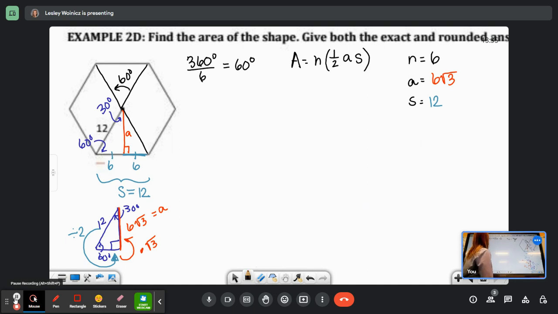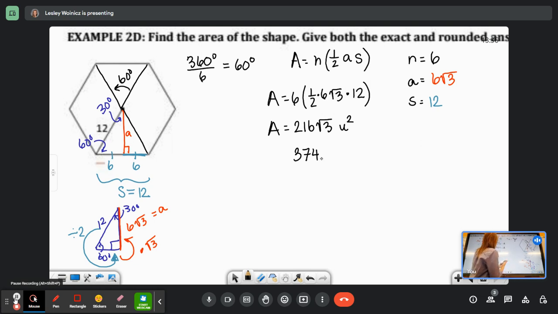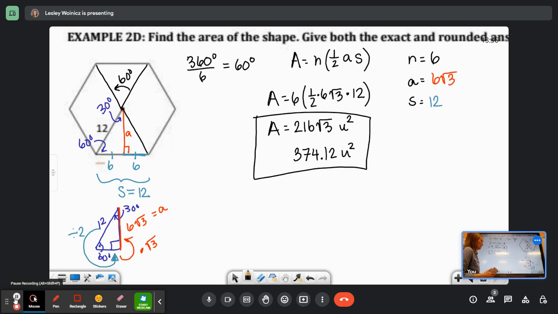Okay, now we're going to plug everything in. Area equals 6 times 1/2 times my apothem, 6 root 3, times my side length, 12. I'm going to multiply all of my scalars and coefficients together. So 6 times 0.5 times 6 times 12 gives me 216 root 3 units squared. Putting it in to find the decimal and get 374.12 units squared. That's all she wrote.